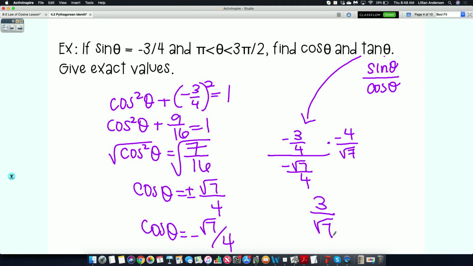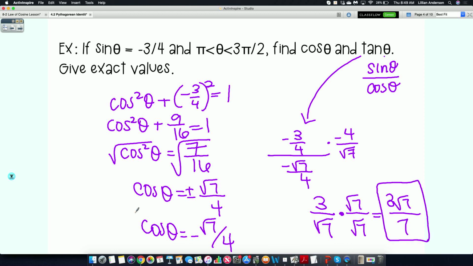Can I leave it as that? I have to what? Rationalize. So that means I have to multiply the top and the bottom by square root of 7. That becomes 3 square root of 7 over 7. Questions?